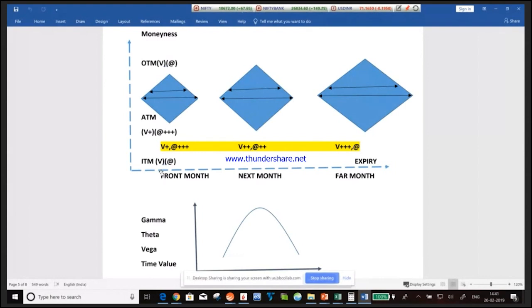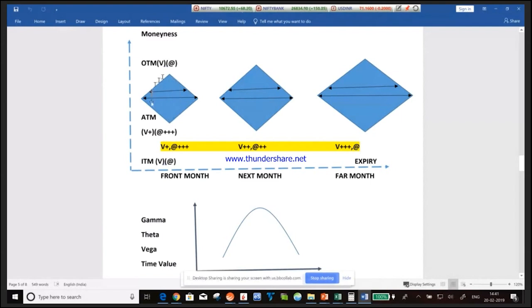You guys understood these rhombuses? Okay. Now, you see the distance between these two points, that is the value of Vega. The distance between the two points. I have drawn those arrow lines, right? Those are the distance between the two points.